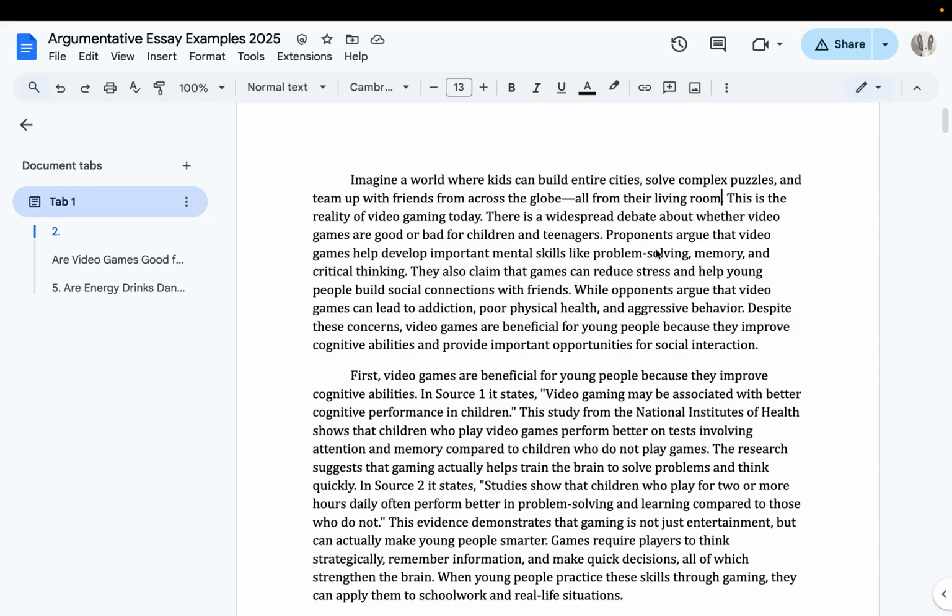This is the reality of video games today. And then here you see how there it is right here. There's a widespread debate about whether video games are good or bad for children and teenagers. And then it says proponents, people that support it, argue that the video games help develop important mental skills like problem solving, memory, and critical thinking. They also claim that games, so here they have even more. What are these people saying about games? They also claim that games can reduce stress by helping young people build social connections with friends. And then they talk about the opponents. While opponents argue that video games can lead to addiction, poor physical health, and aggressive behaviors. So this is all overview.